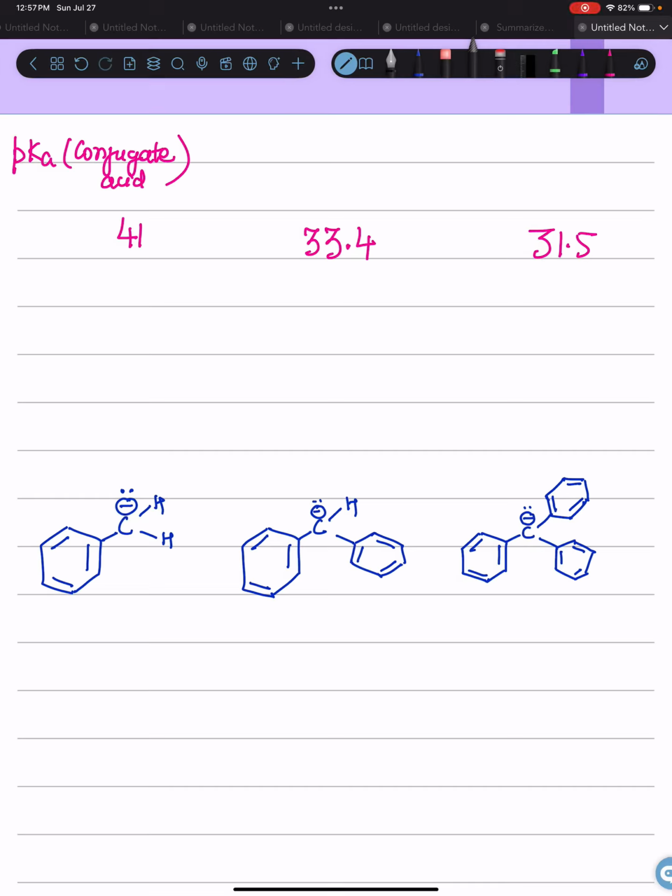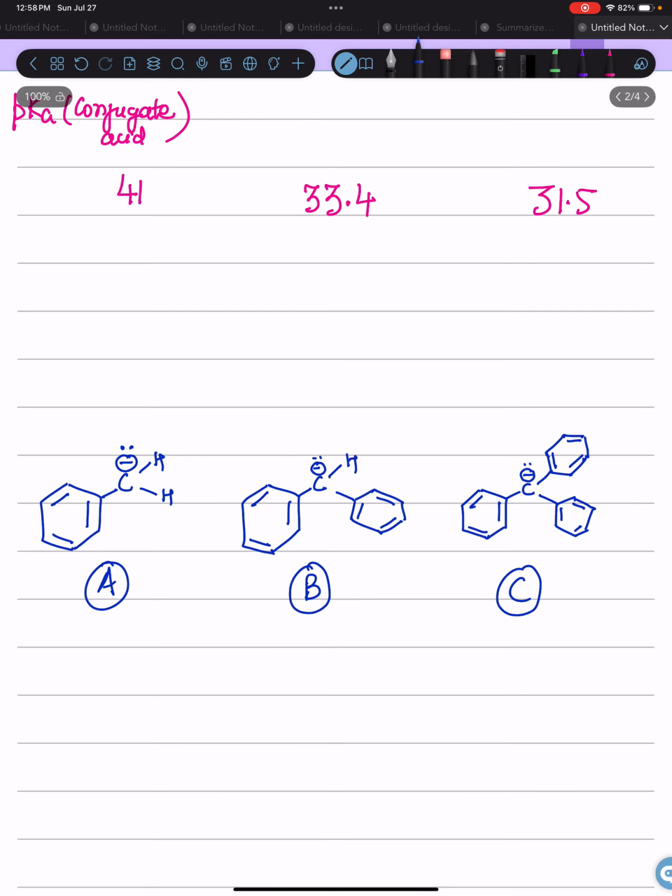Solution to the acid-base series. We are going to solve this problem where we are given three carbanions A, B and C. The pKa values of their respective conjugate acids are given as 41, 33.4 and 31.5, and we are supposed to explain why the pKa is decreasing for the conjugate acids of A, B and C.